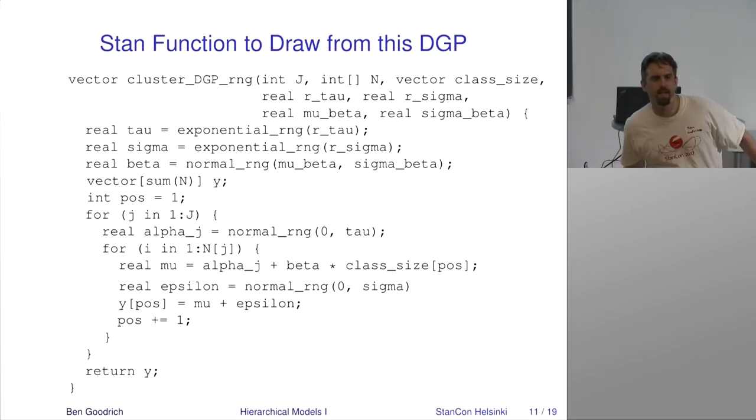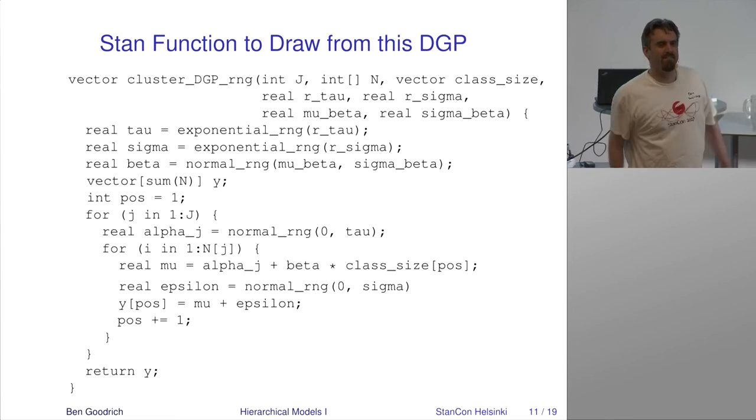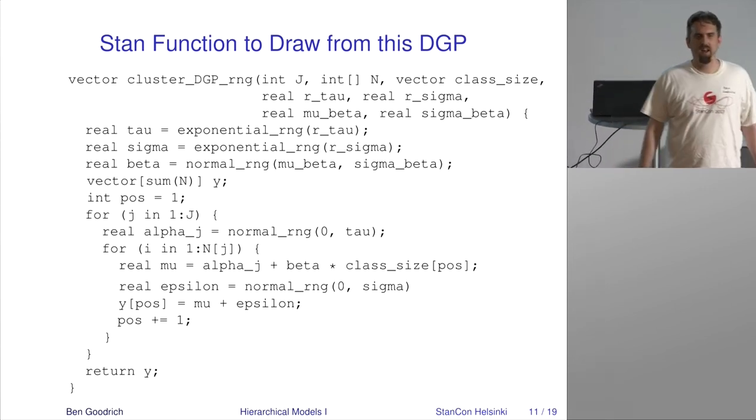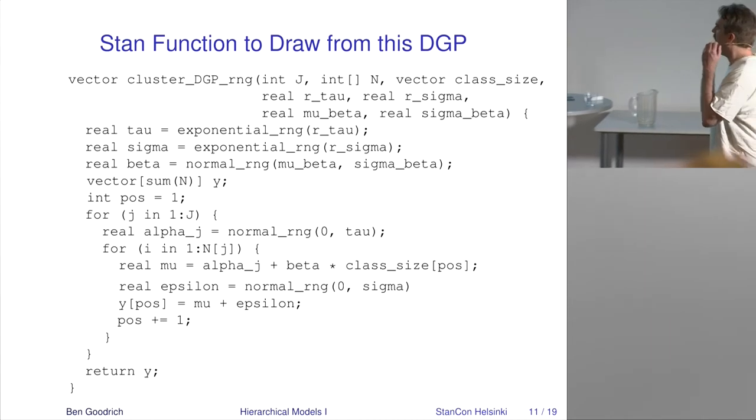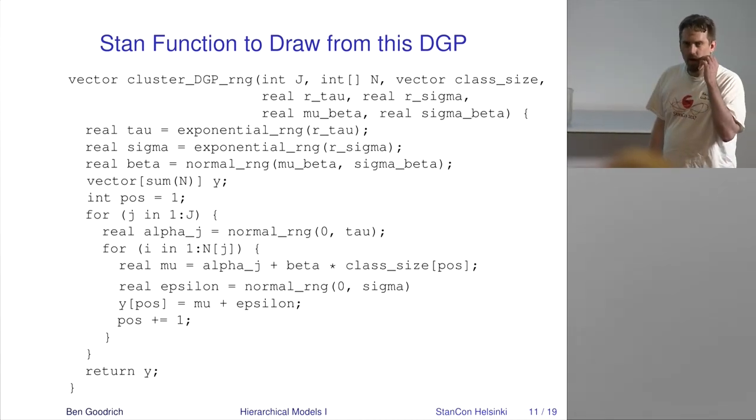Yes. In the inner loop, you have this real mu, real epsilon. Does it mean you create these variables each time you loop over them? Yeah.